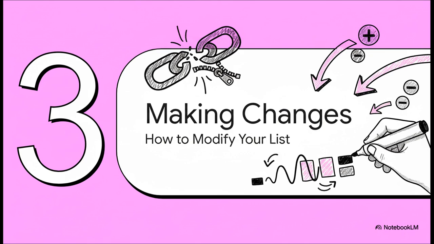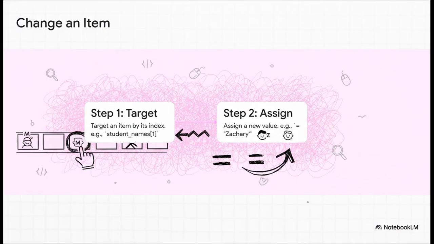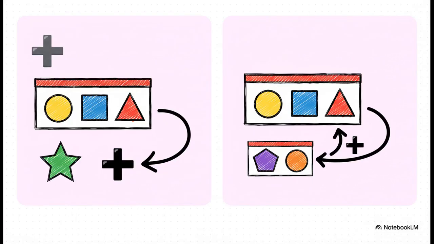All right, we can create a list and we can find things in it. But remember that second superpower we talked about? Lists are changeable. So now let's explore how to actually modify your list after you've created it. Okay, the most direct way to change an item is by using its index. In this example, we're targeting index 1, which in our list was Bob, and we're just assigning it a new value, Zachary. And just like that, the old item is gone, completely replaced by the new one. Simple as that.